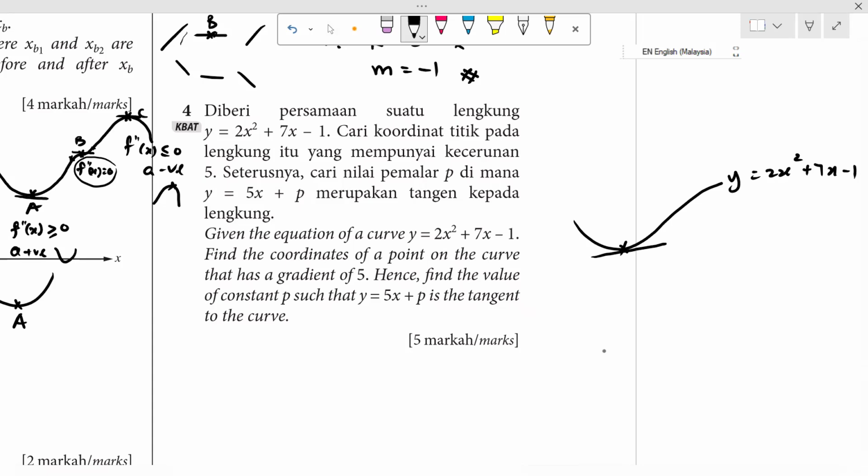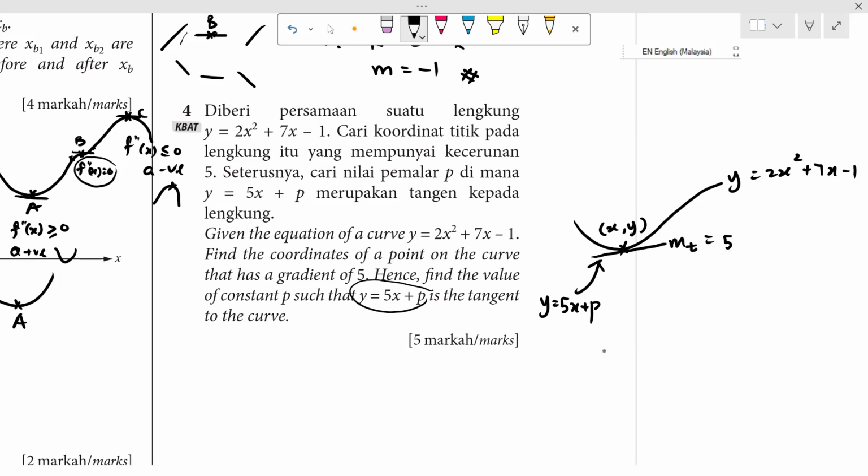So I have the gradient of the curve. Find the coordinates of the point. So this one I don't know, x, y. This one I don't know, but I know that the gradient of the tangent at this point is 5. Hence, find the value of constant p such that this is the tangent to the curve. This whole thing is y equals to 5x plus p. Y equals to 5x plus p is the tangent to the curve. That means the equation of the tangent to this curve. So you must label correctly.